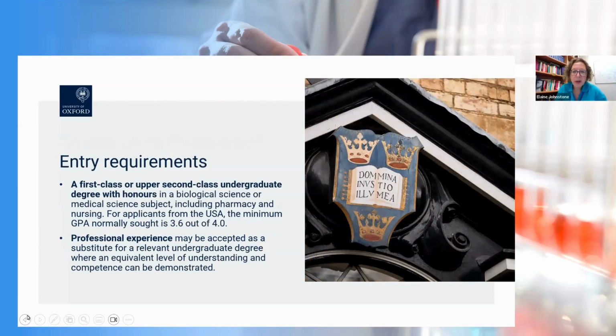The kinds of students that we look for, I've mentioned the diversity of our student body, and their own expertise is very helpful to the discussions in class, but we generally look for a first or upper second class undergraduate science degree. Can be any science really. Biological science is listed here, but chemistry is also acceptable. Medical sciences, obviously, pharmacy or nursing. We have a variety of nurses that have taken our course and found it very useful.